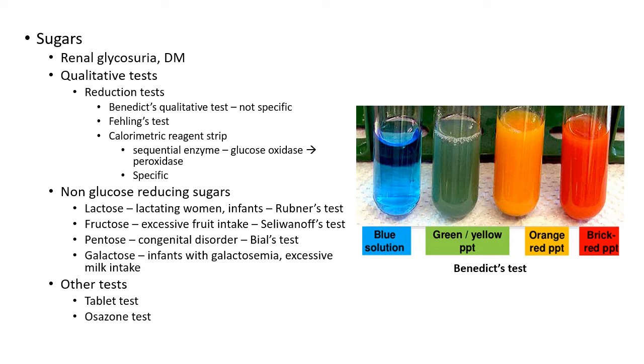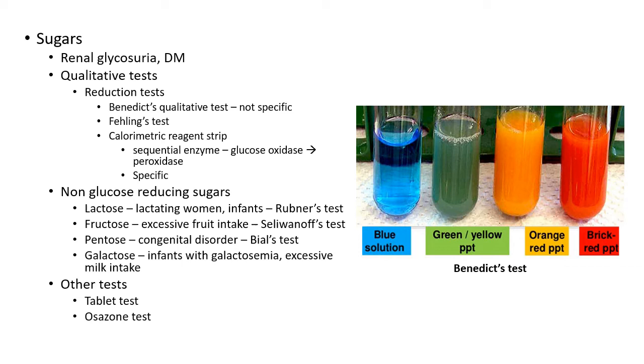Coming to the tests, first we will discuss the qualitative tests for sugars in urine. It includes the reduction tests. The first one is Benedict's qualitative test. Remember, this test is not specific for sugars. It is affected by any reducing substance in the urine. Here, urine is added to Benedict's reagent and heated. It's cooled down and the color is noted. The color varies from blue through green to yellow to orange to brick red. No change in color denotes negative.